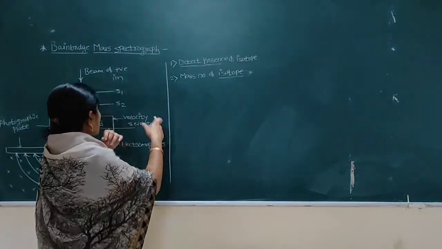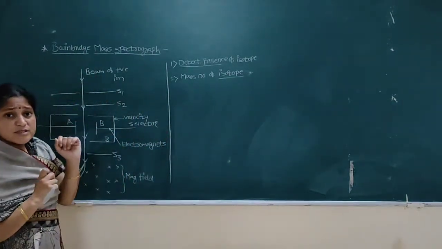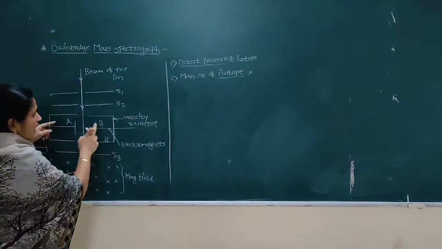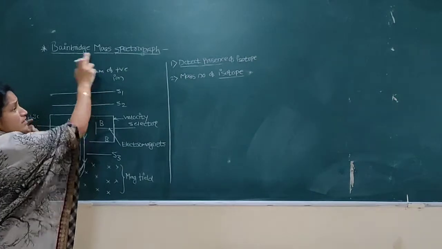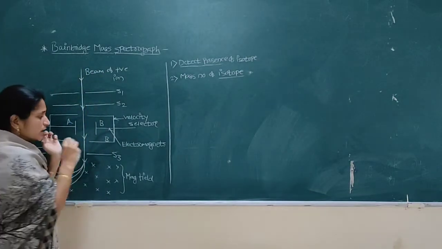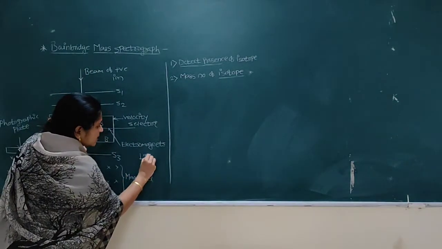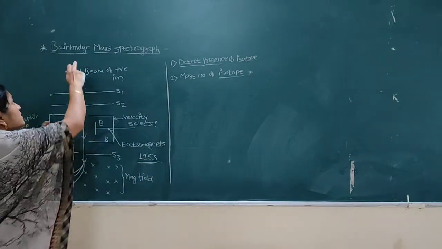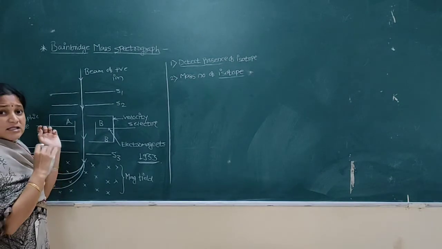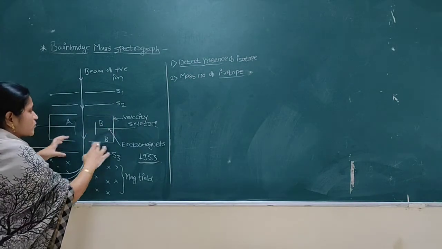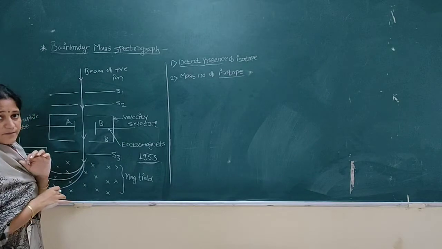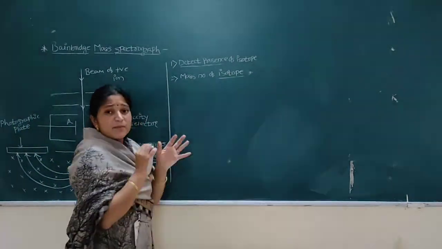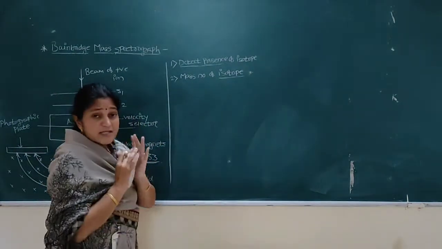Now Bainbridge used a powerful electromagnet and a velocity selector in his mass spectrograph. During the year 1933, Bainbridge designed a mass spectrograph which is shown in this figure. After that we discuss the principle of the Bainbridge mass spectrograph.